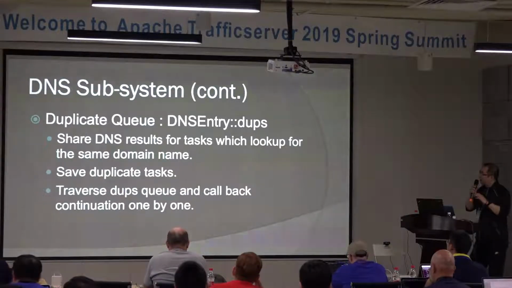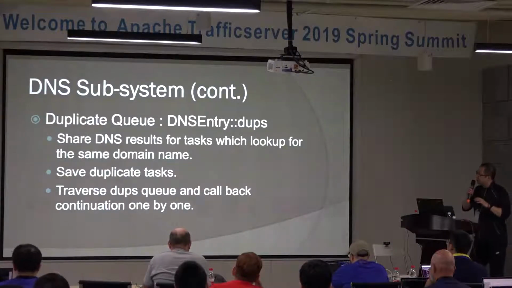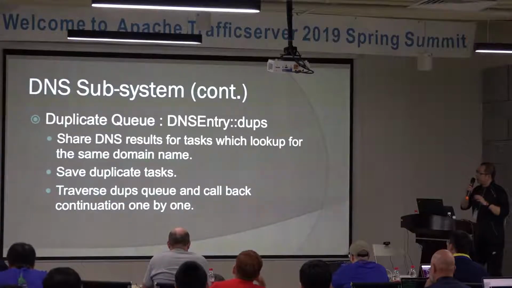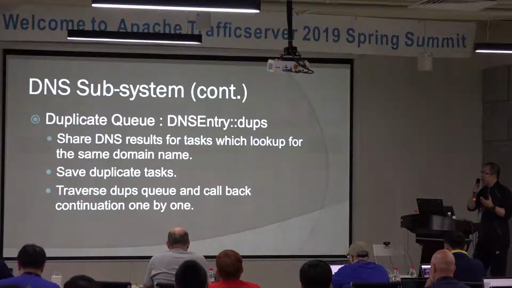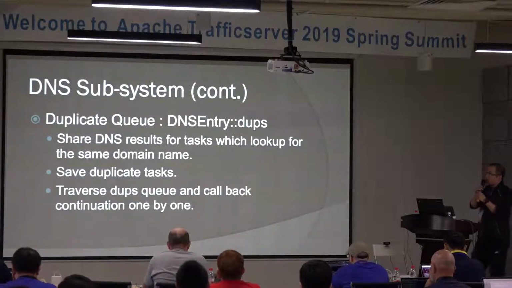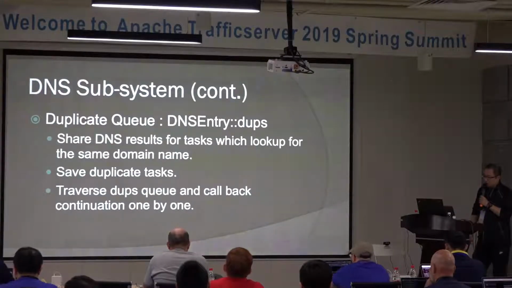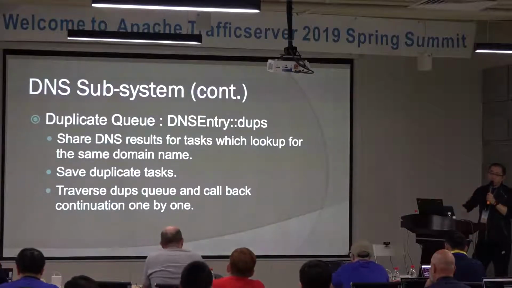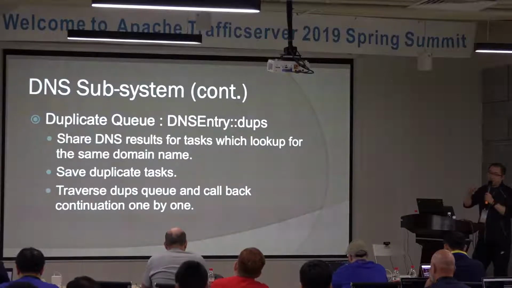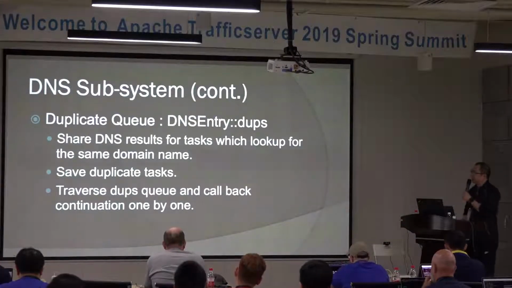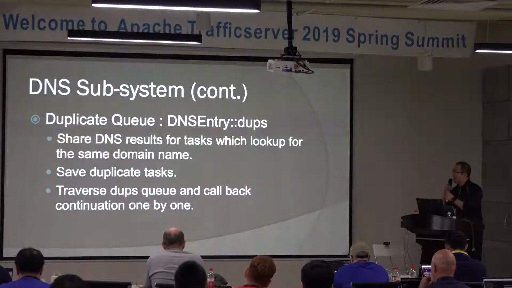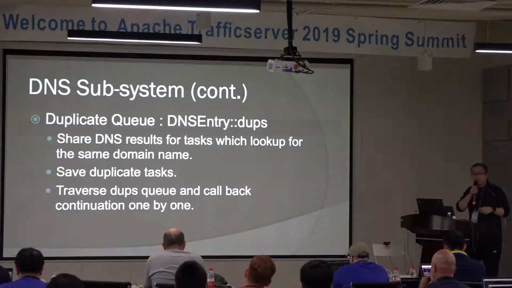In the DNS entry, we have a duplicate queue. The duplicate queue shares DNS results for tasks which are looking up the same domain name. In order to avoid sending duplicate DNS requests to the server, it saves the duplicate tasks. It traverses the dupes queue and calls back the continuations one by one.